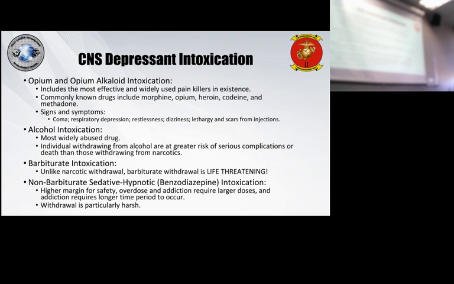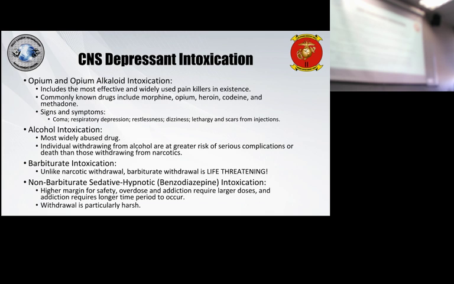For alcohol, it's the most widely used drug. Individuals withdrawing from alcohol are at greater risk of serious complications or death than those withdrawing from narcotics. Has anybody ever seen alcohol intoxication? Yeah. Alright. Barbiturate intoxication. Unlike narcotic withdrawal, barbiturate withdrawal is life-threatening.